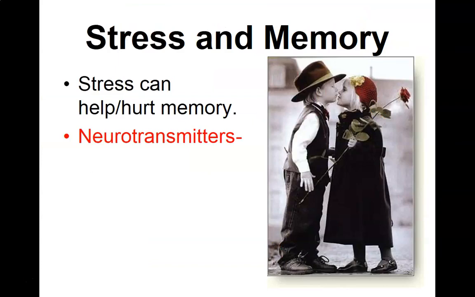Okay, stress-related neurotransmitters. Stress can help and hurt memory. It helps memory because whatever the stressor is, that's the only thing on your mind. That is the task at hand. However, it hurts memory because that's the only thing that you're focused on. That's the only thing that your mind is on.